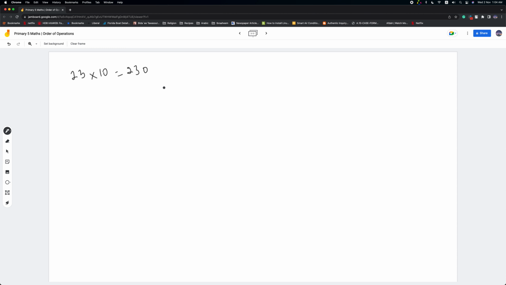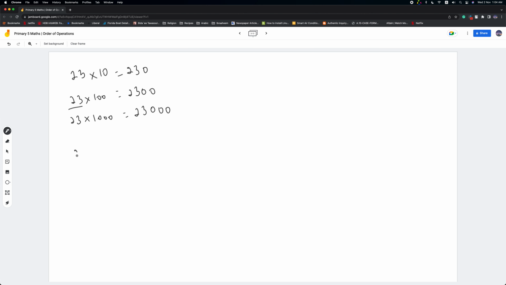Done. It's the same for 100. 100 has two zeros, so you copy this number down again, 23, and just put two zeros there, and so on for multiplying by 1000. 23, and then put three zeros there. So it's quite straightforward.